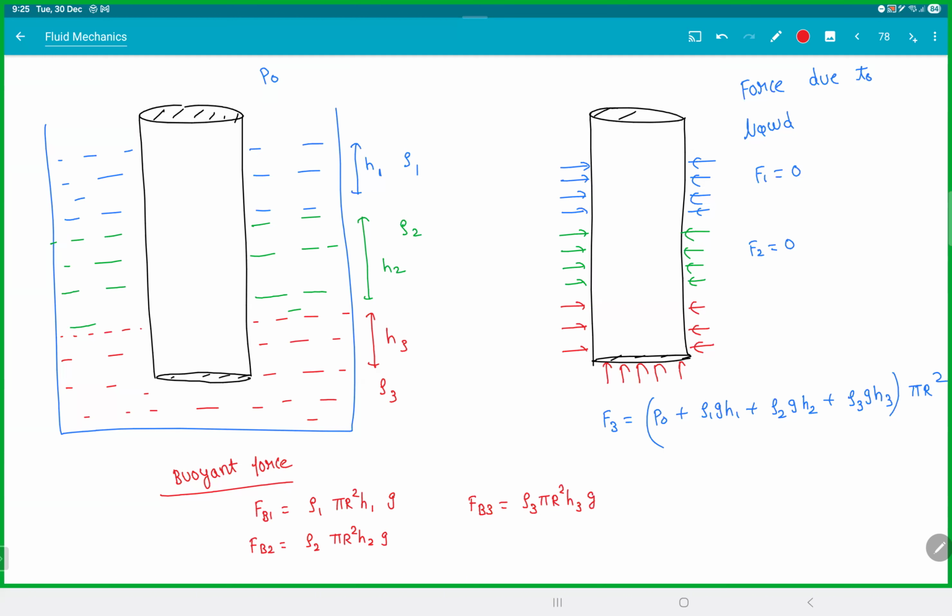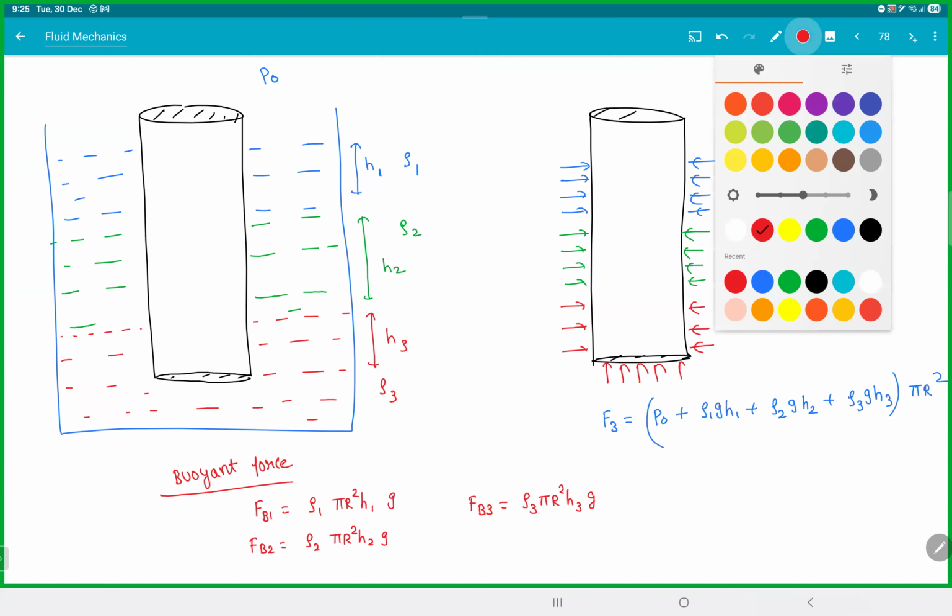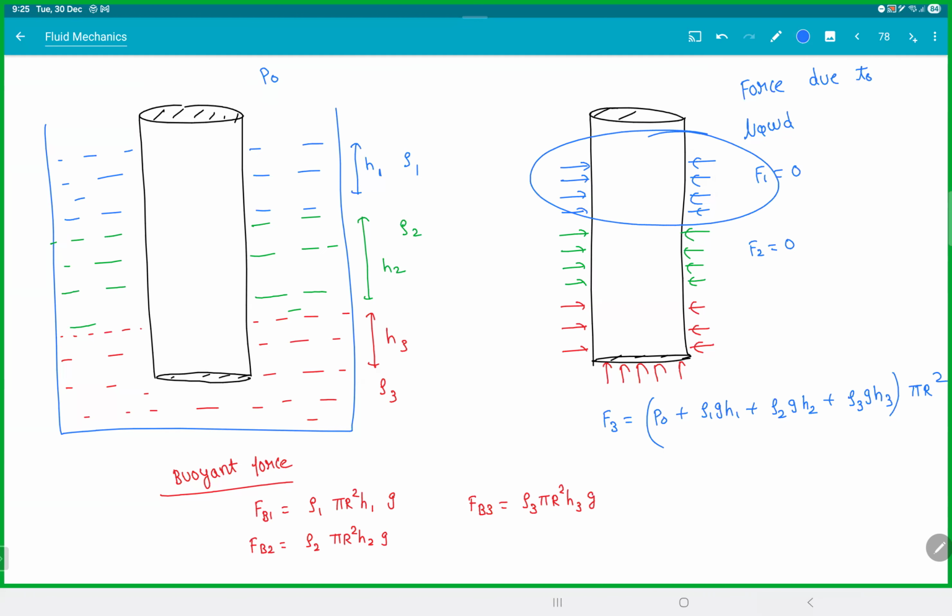Clear with this. Now, one doubt we get is, technically, if you see F1 is not exerting any force, but you're saying the buoyant force is rho 1 pi r square H1 G. How did that happen? If the liquid is not actually exerting force, why are you getting a buoyant force in the upward direction because of F1, even though it's not exerting force? You're getting the point? If F1 is not exerting force, why are you getting buoyant force in the upward direction? Huh, Shreyansh?